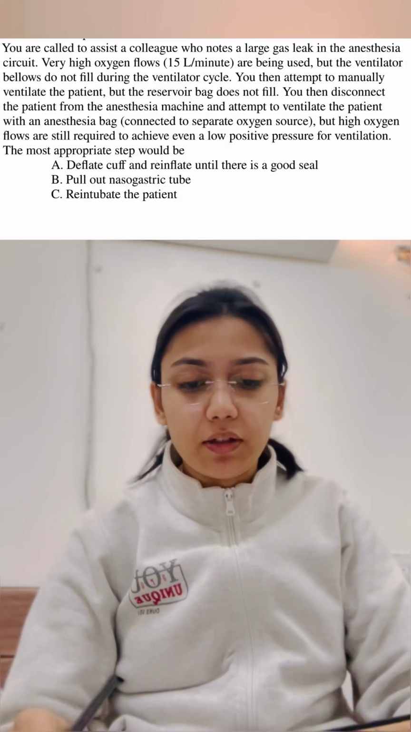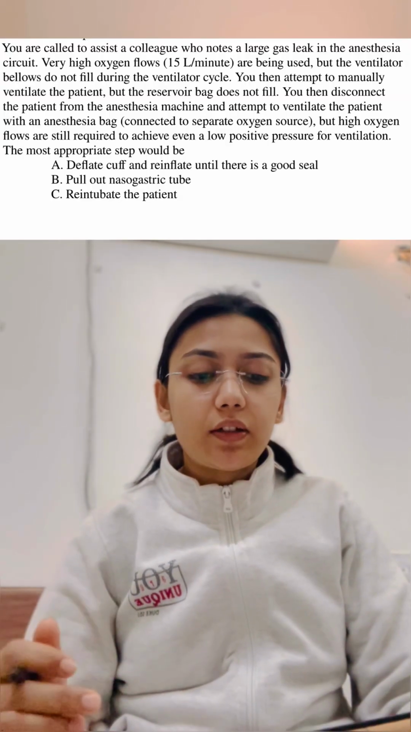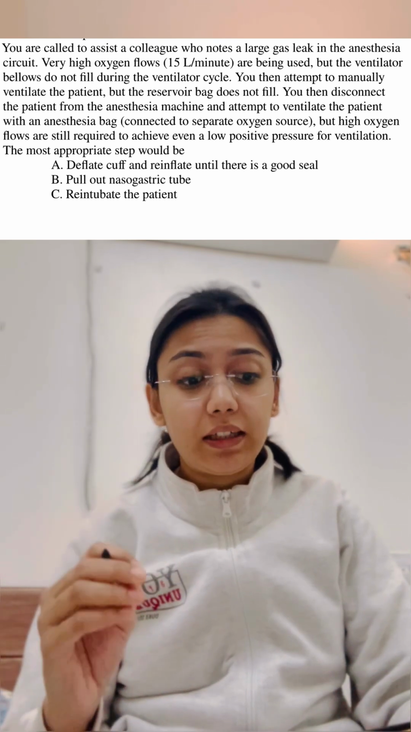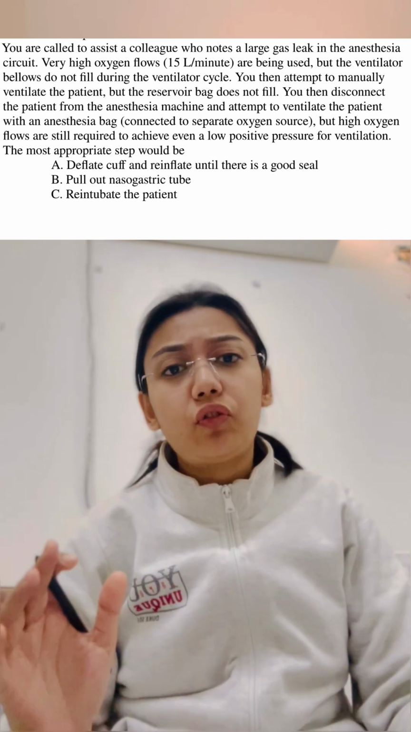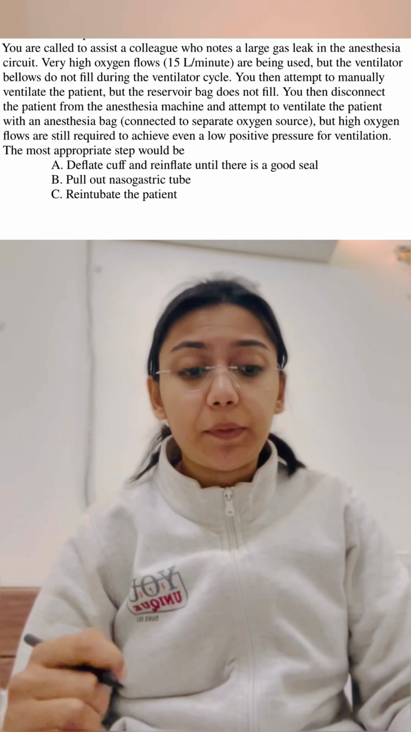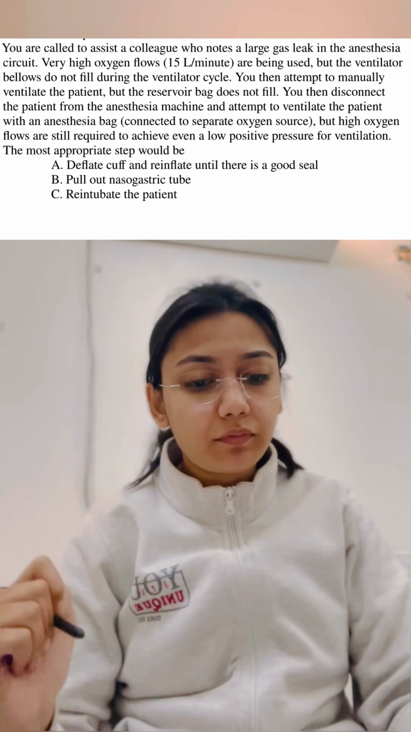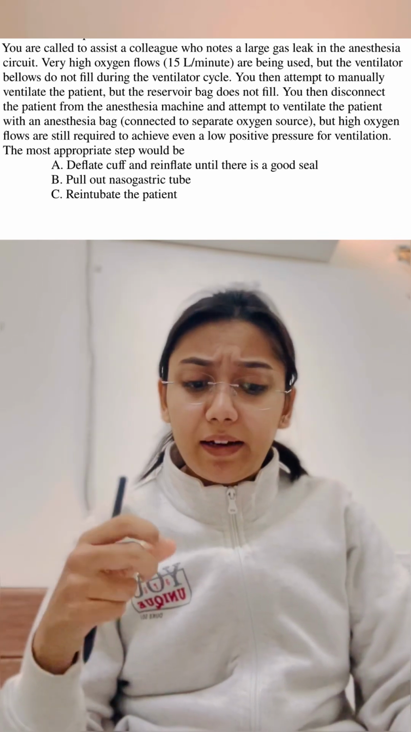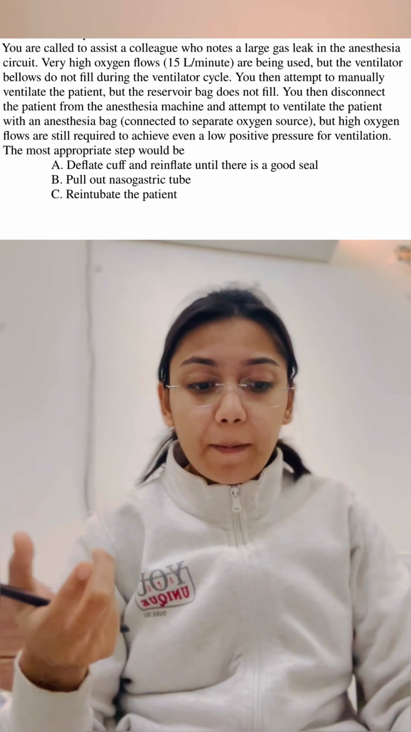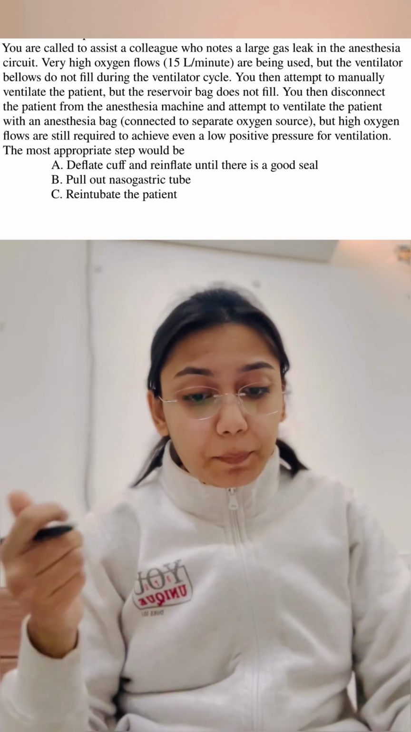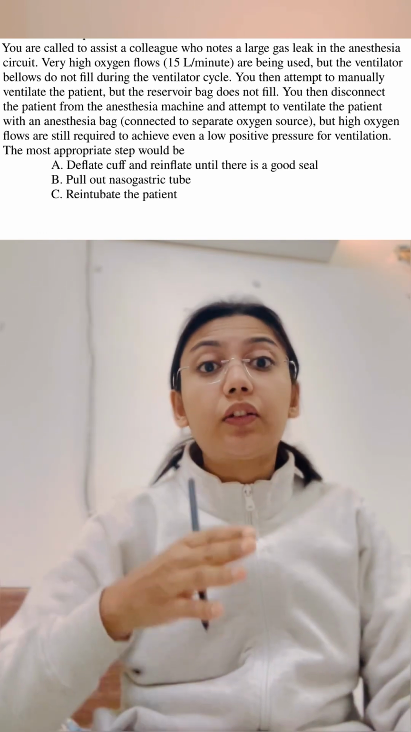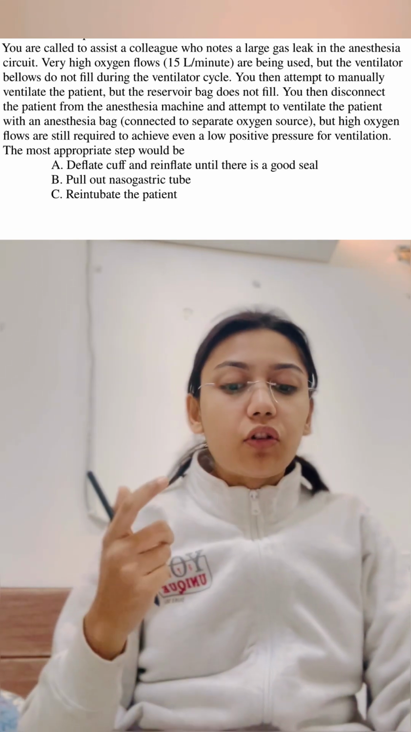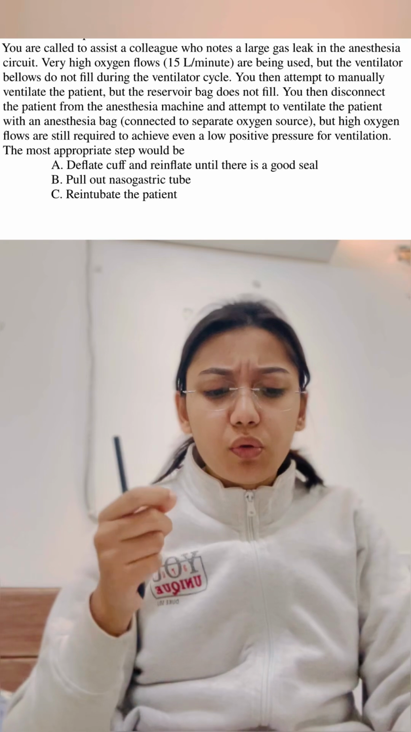So the very first question is, you are called to assist a colleague who notes a large gas leak in the anesthesia circuit. Very high oxygen flows, that is 15 liters per minute, are being used, but the ventilator bellows do not fill during the ventilator cycle. You then attempt to manually ventilate the patient, but the reservoir bag does not fill. You then disconnect the patient from the anesthesia machine and attempt to ventilate the patient with an anesthesia bag that is connected to a separate oxygen source, but high oxygen flows are still required to achieve even a low positive pressure for ventilation.